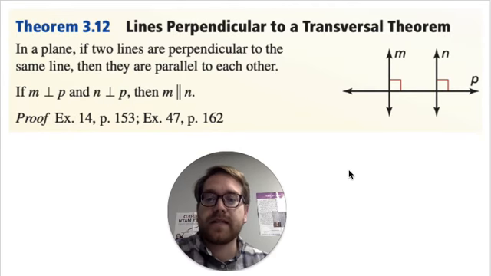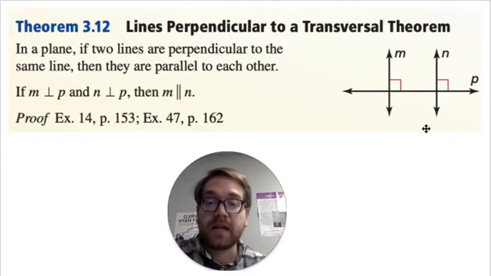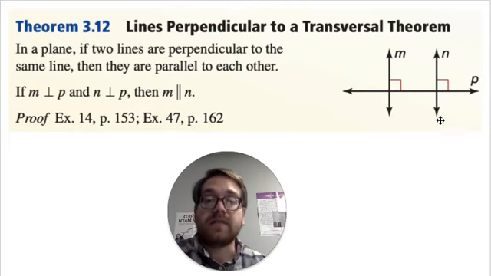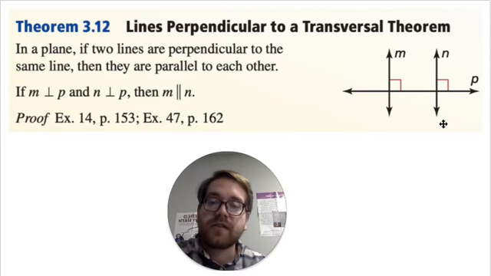The last theorem concerns lines that are perpendicular to a transversal. In a plane, if two lines are perpendicular to the same line, then they are parallel to each other. This is a little bit of the reverse of what we were just looking at. So this says that if M is perpendicular to P and N is perpendicular to P, then M and N are parallel to each other. Two lines perpendicular to the same line are going to be parallel to each other.